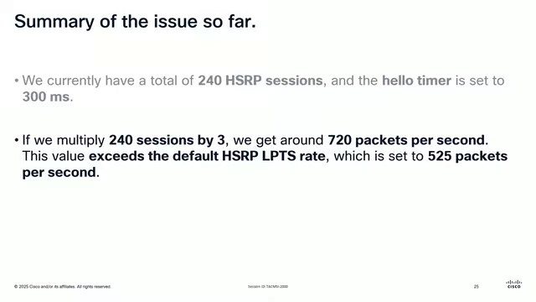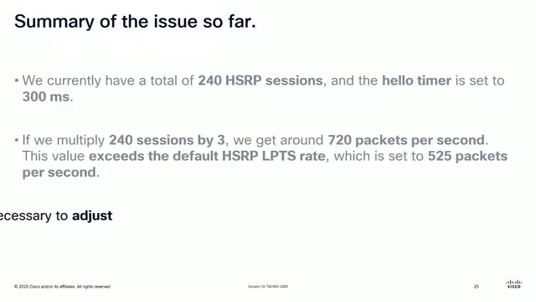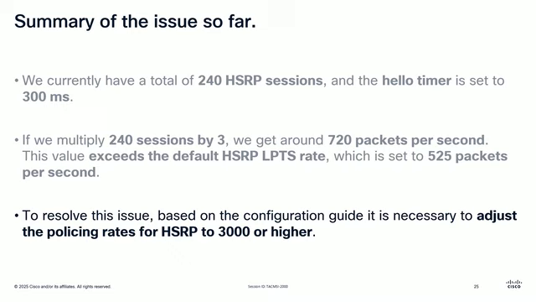So at this point, we know that we have an issue. We know what is causing that issue, but how can we fix this? Well, the configuration guide for HSRP says that if we are planning to use a high amount of HSRP sessions, or if we are planning to use aggressive timers, it is recommended to adjust those rates for at least this flow type.